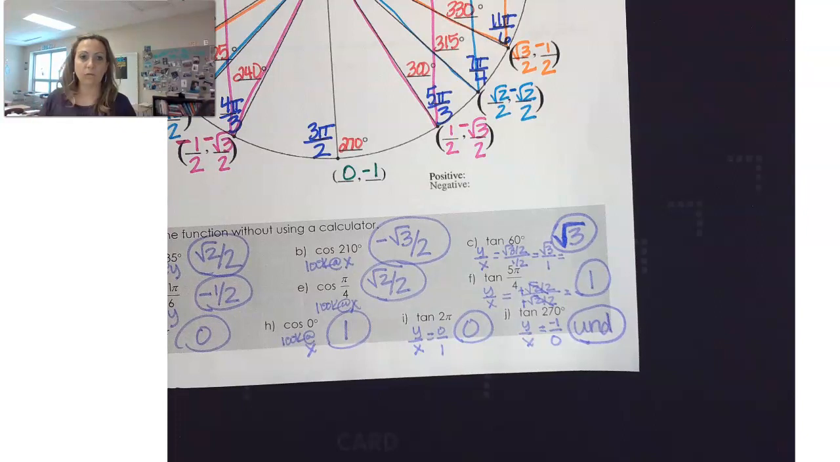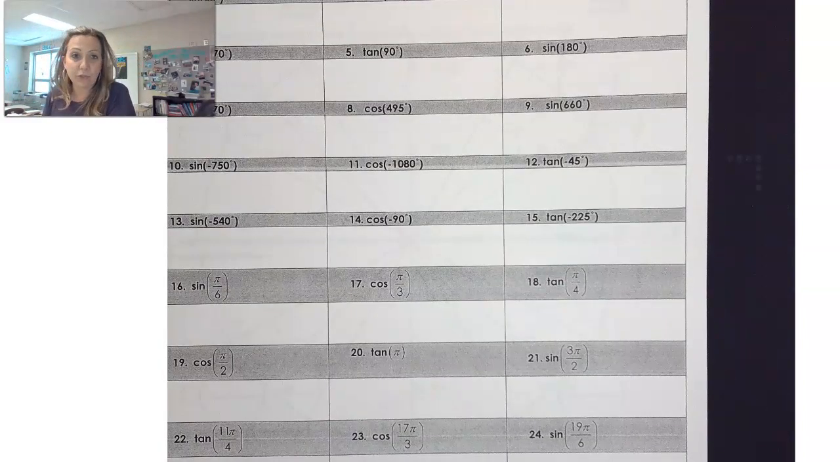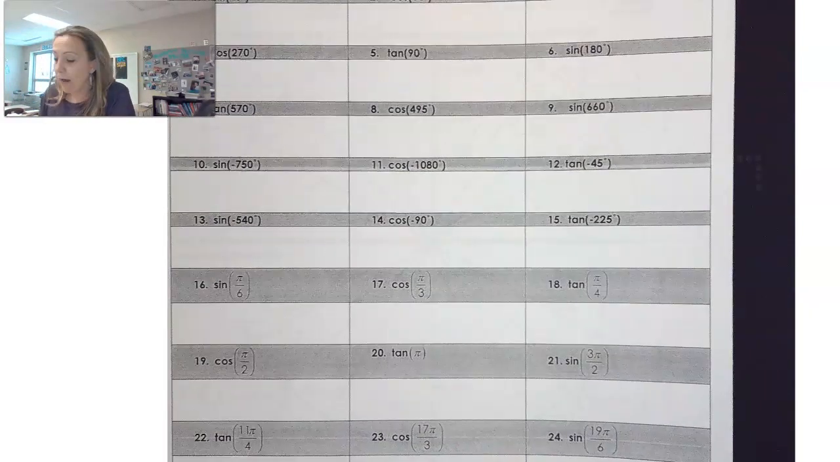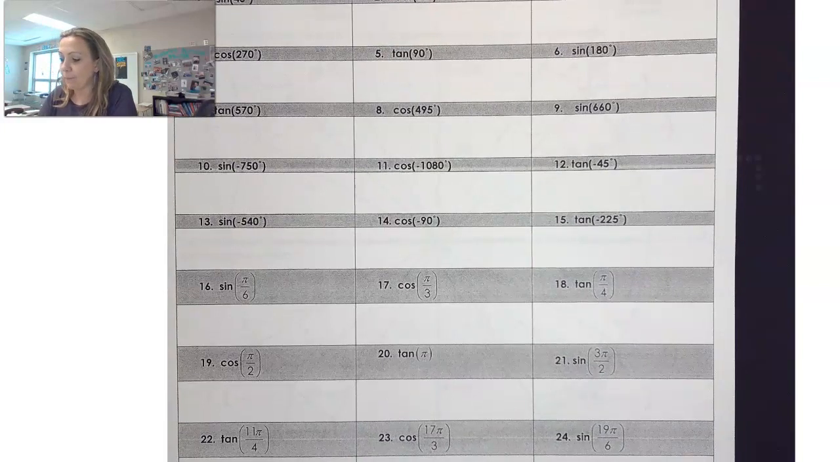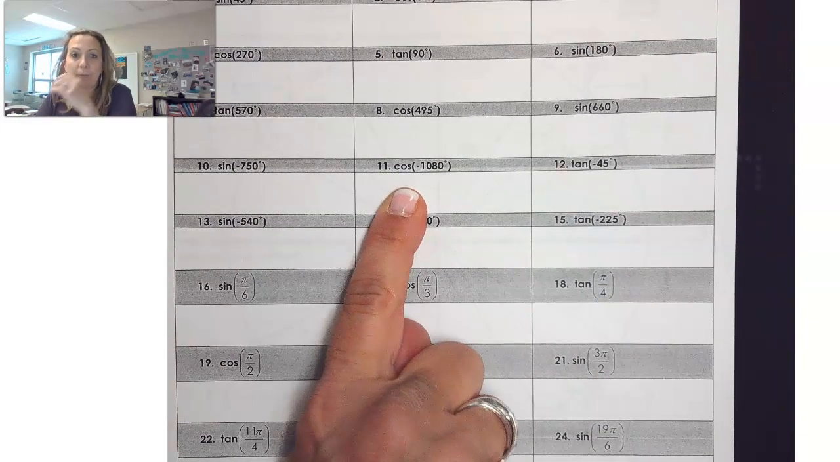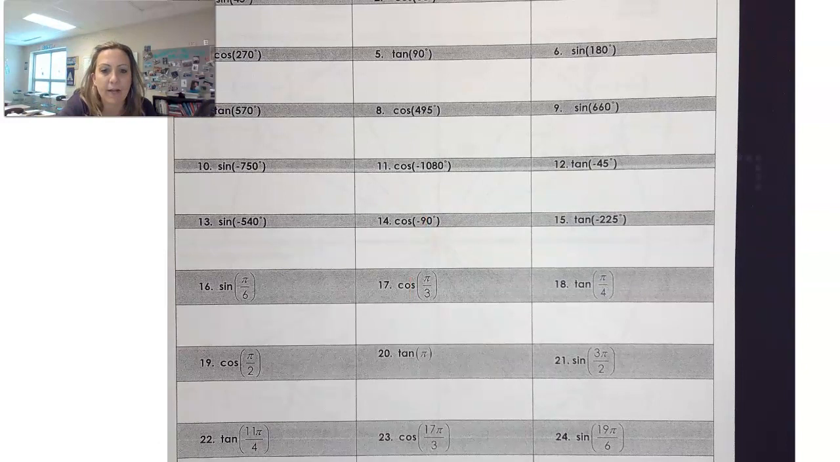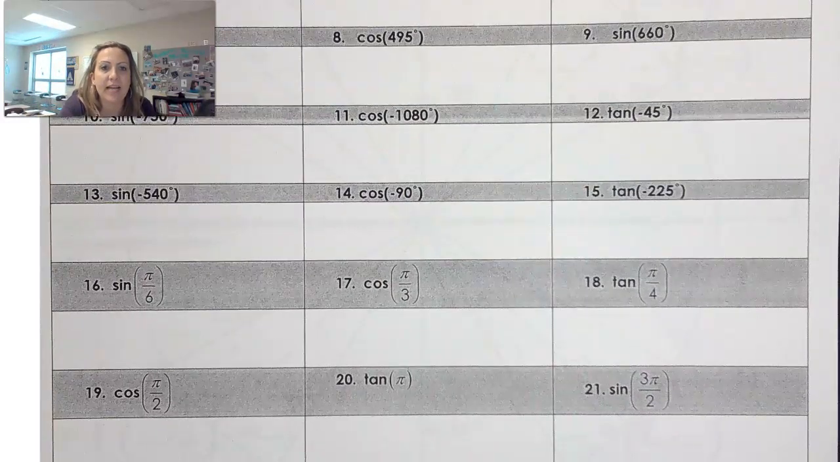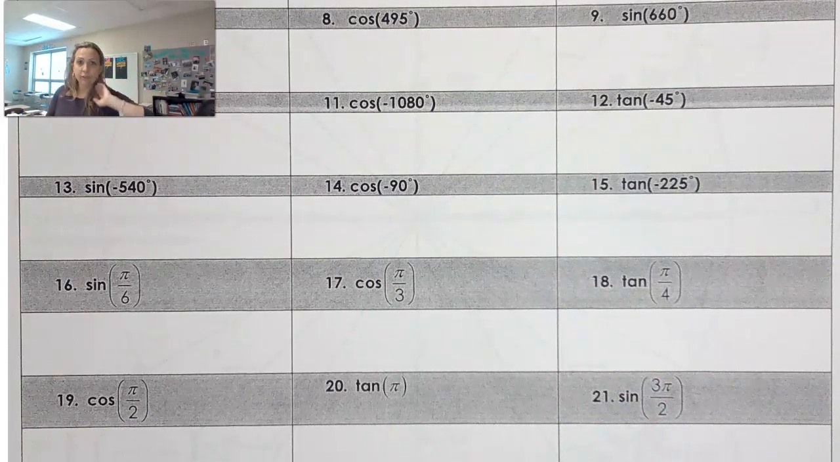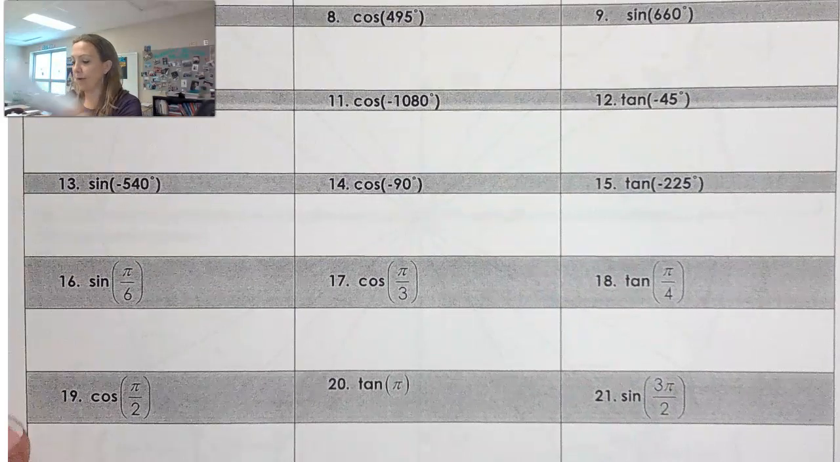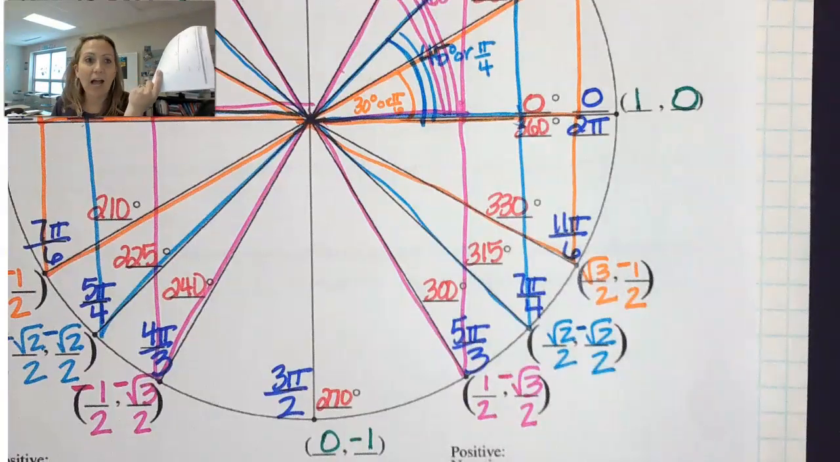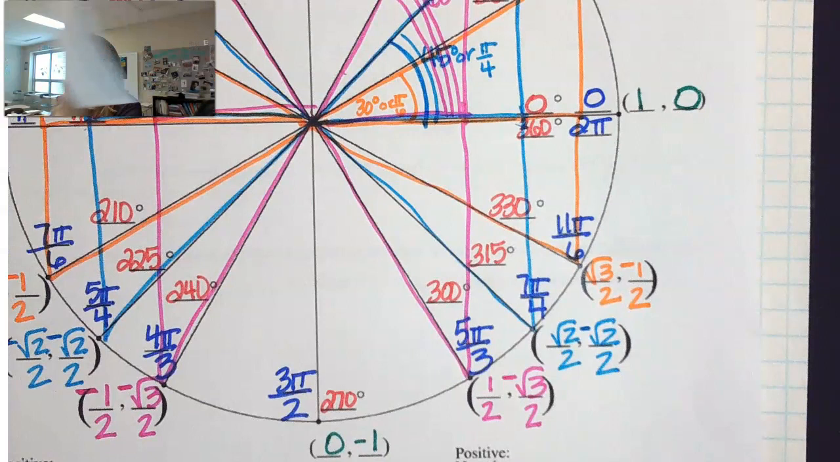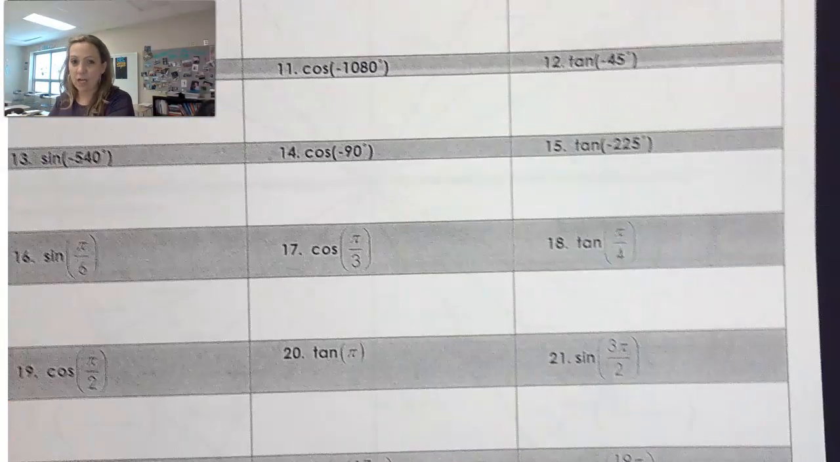Sorry, I just wanted to grab the worksheet real quick. The worksheet only has you do sine, cosine, and tangent. I want you to look at something like number 11. Number 11 has cosine of negative 1080 degrees. I don't see that on the unit circle. Does that mean that all hope is lost?